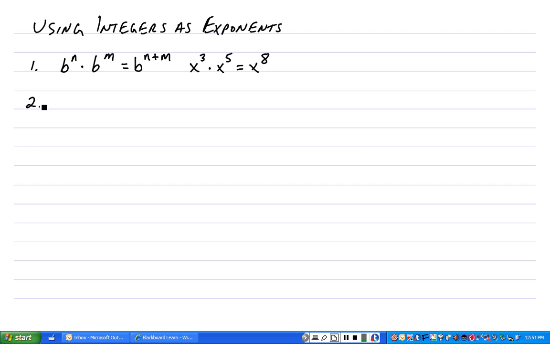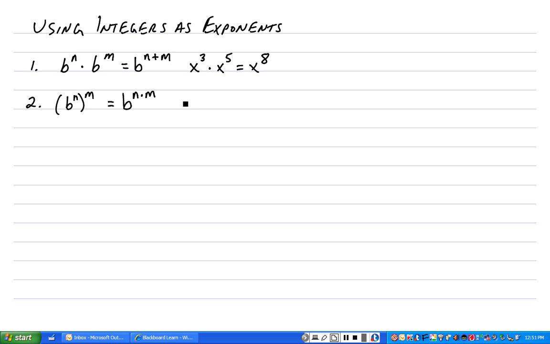Second property is saying you have a power being raised to some exponent. So you have your power inside of the parentheses, b to the n, and it's being raised to some exponent m. And when you have a situation like that, now you actually multiply the exponents.